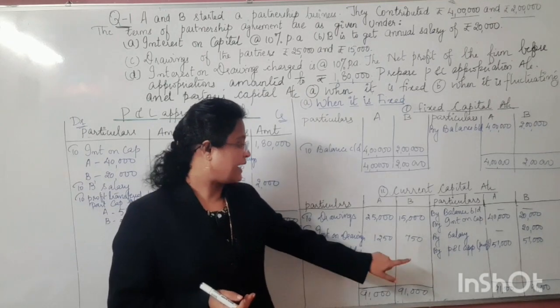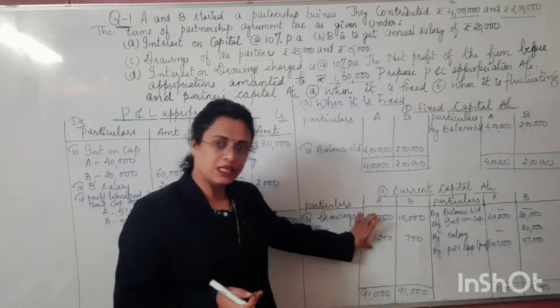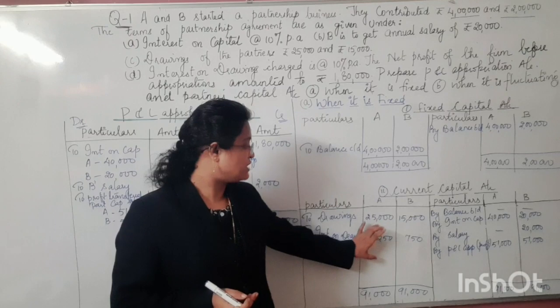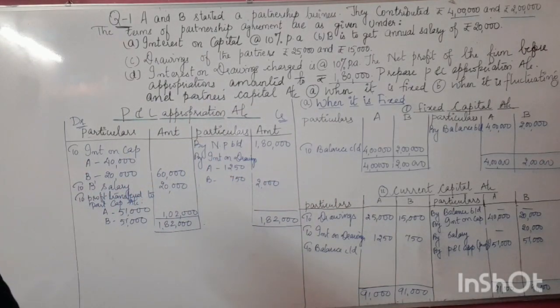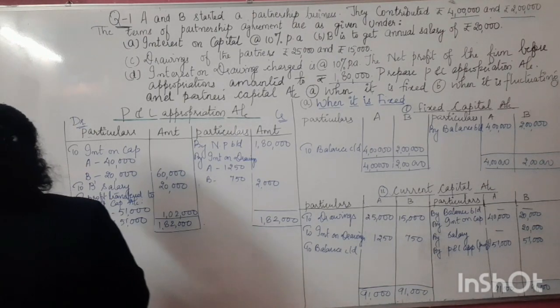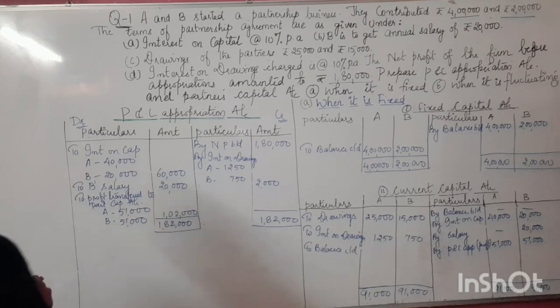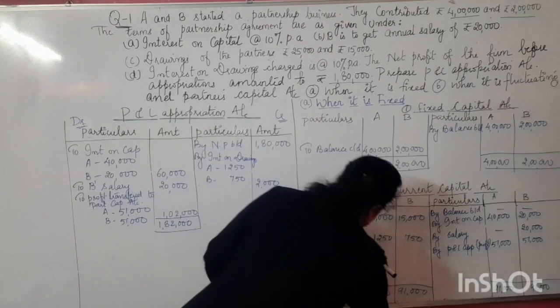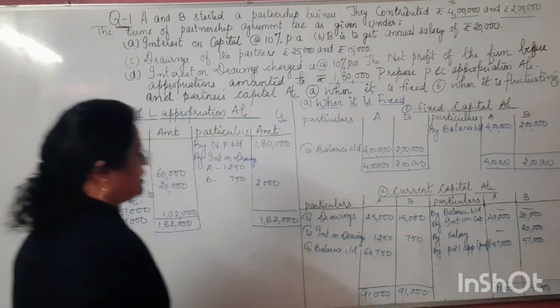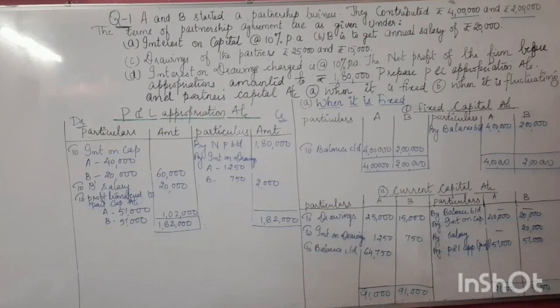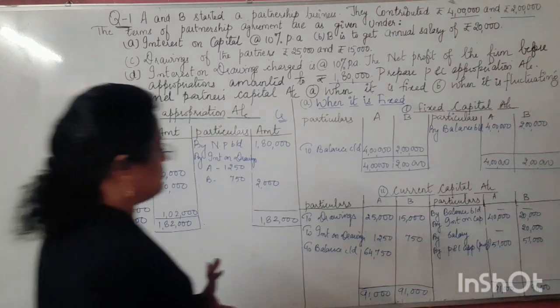Okay, how much? 91,000 minus the total of these two. The total of these two is 26,250. So if I deduct it, how much value will I be getting here? After calculating this, I should get the value of 64,750.